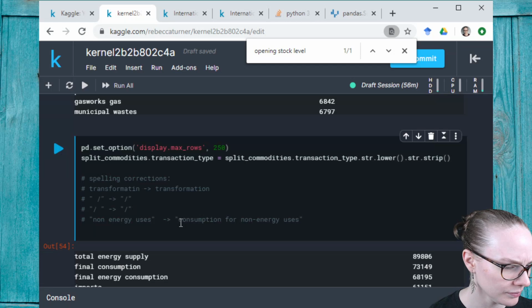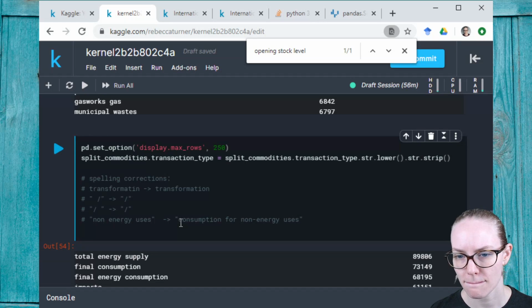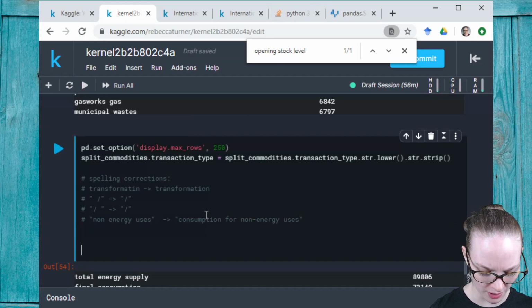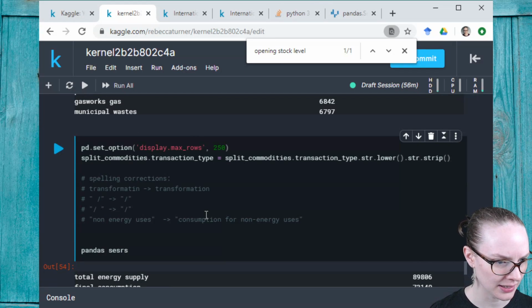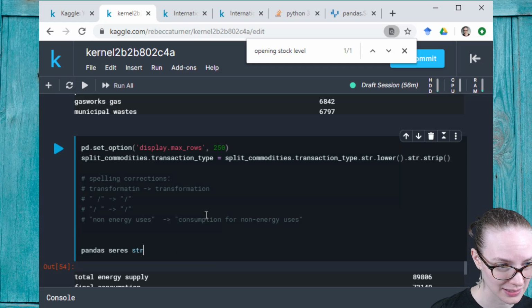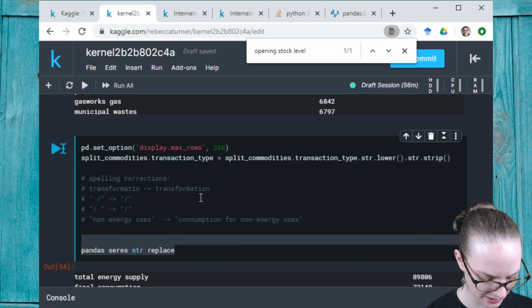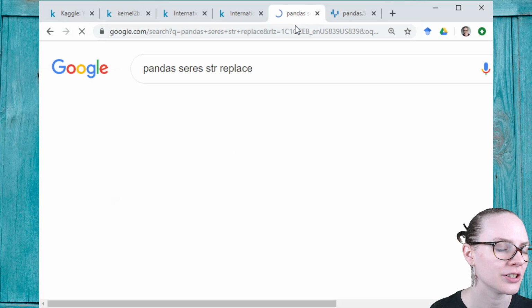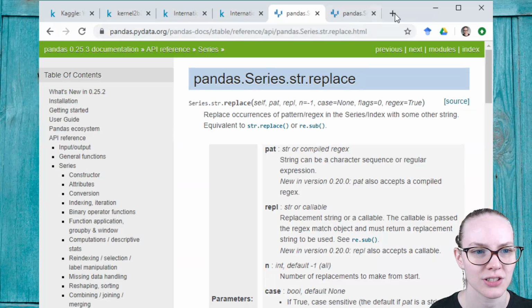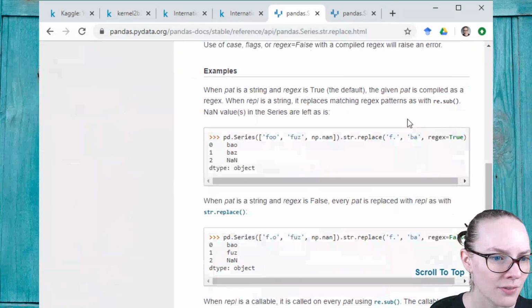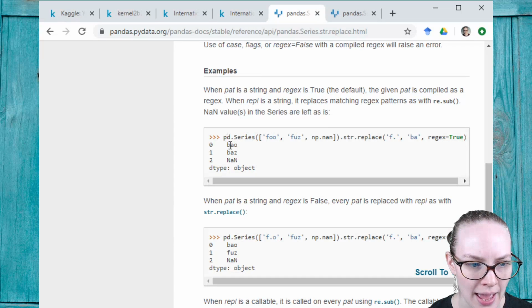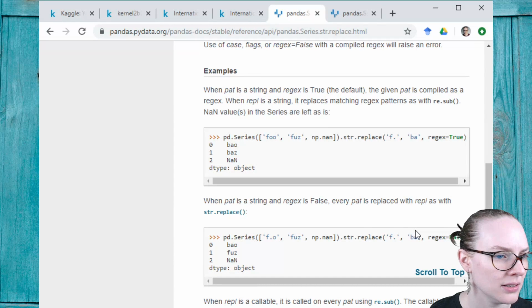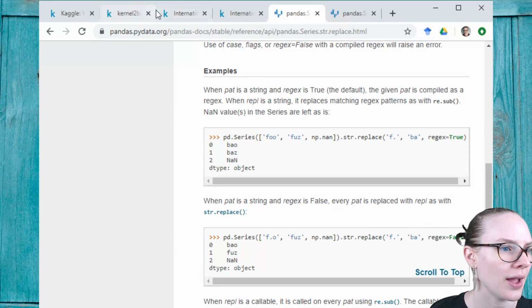Is there a string method to replace? What am I looking for? Pandas Series. I bet there is. I just don't know what the syntax is. Yeah, it's just dot replace. Excellent. And then first the pattern and then the replacement. Okay, excellent.